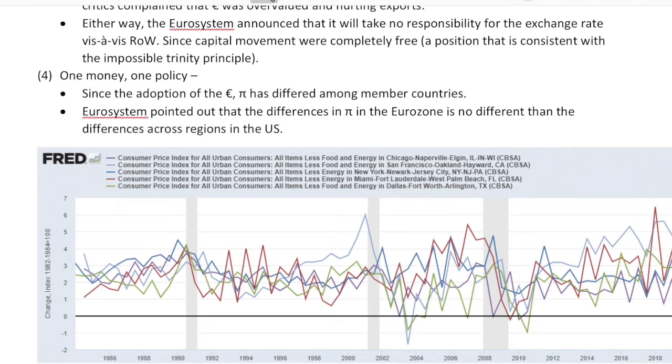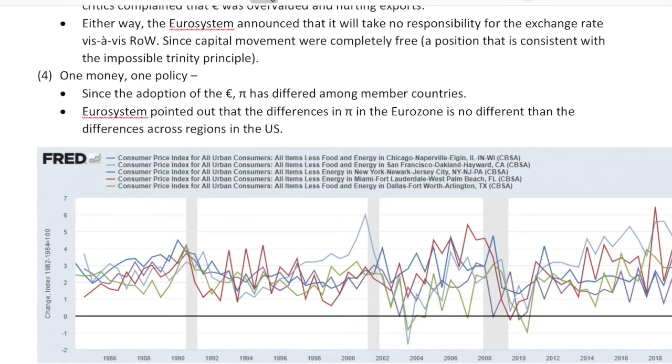Since the adoption of the euro, inflation has differed among member countries, and the criticism is, well, if you have the same money and the same monetary policy, then inflation should not differ. But the Eurosystem has pointed out that there are such differences, not only in the Eurozone, but also within the United States, which, as everybody knows, has one money, the US dollar, and one policy, which is made by the central bank called the Federal Reserve.